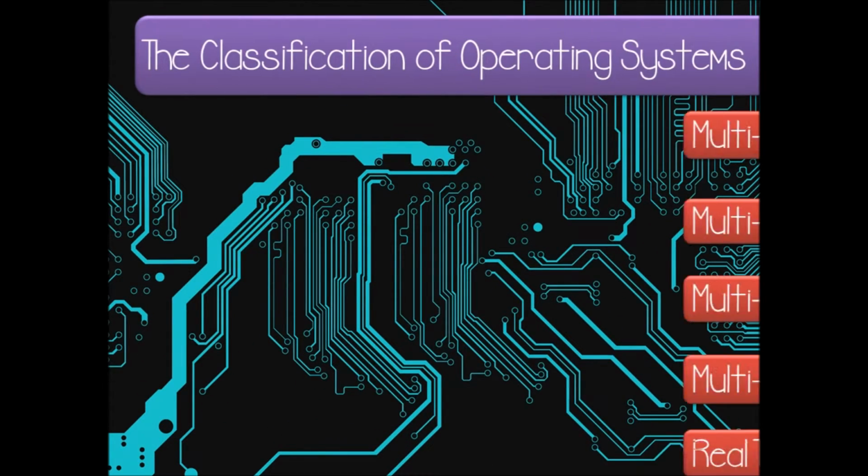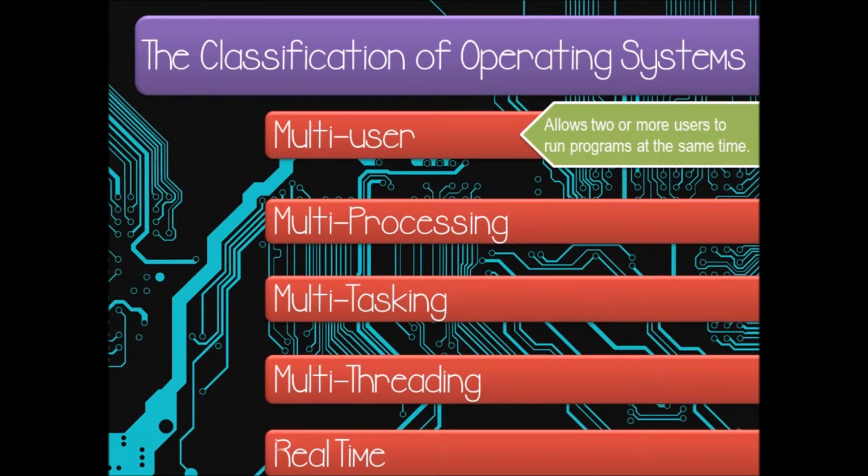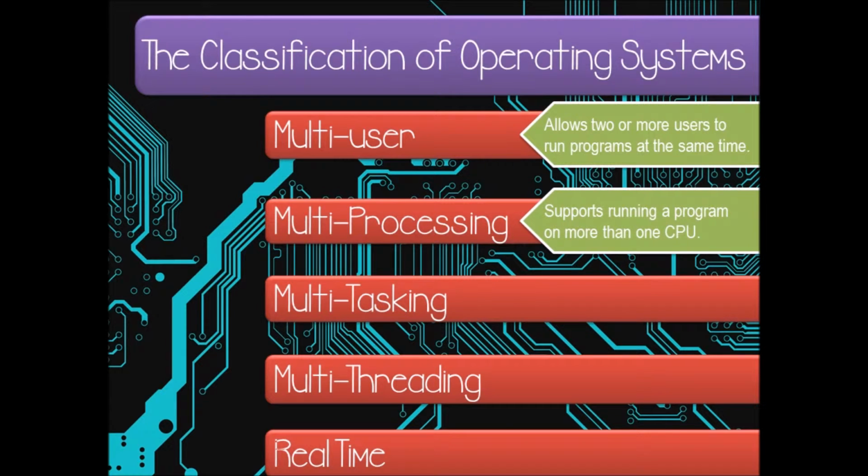There are 5 classifications of operating systems. First, OS are multi-user. It allows 2 or more users to run programs at the same time. Some operating systems permit hundreds or even thousands of concurrent users. Second, it is multiprocessing. It supports running a program on more than one CPU.